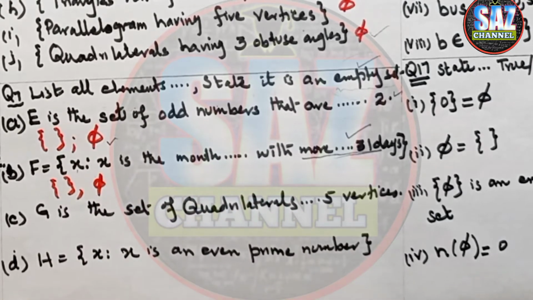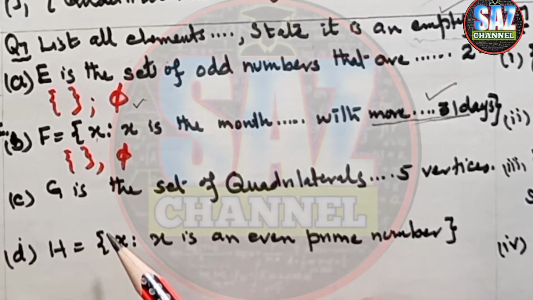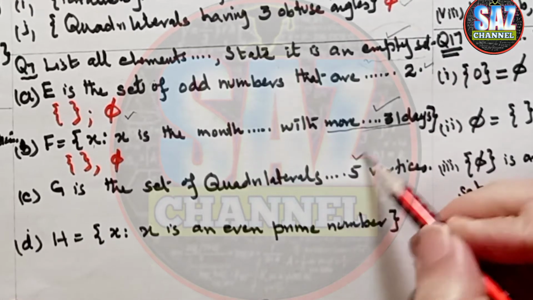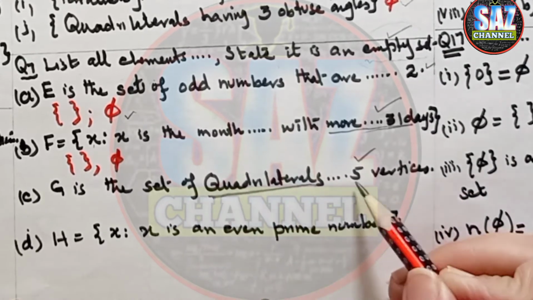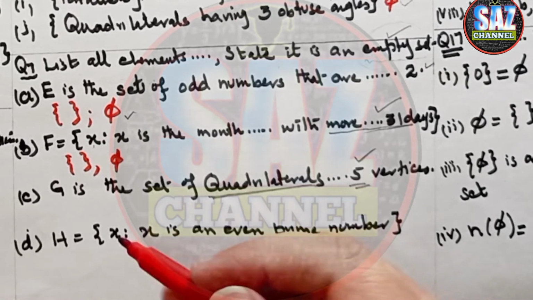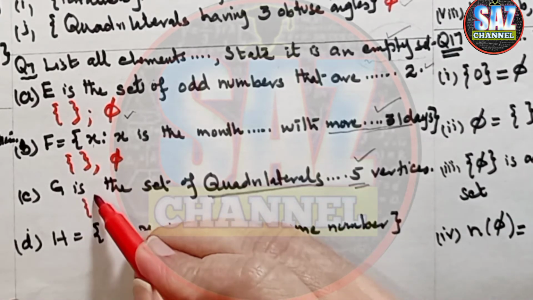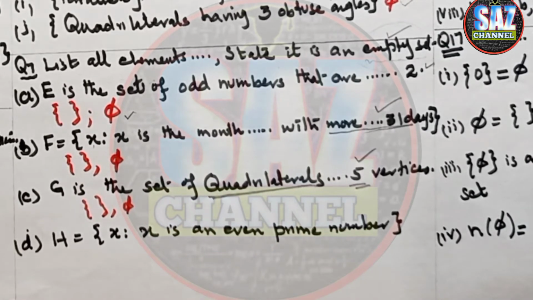Okay, coming to the next one, next part says that G is the set of quadrilaterals with 5 vertices. Quadrilaterals and 5 vertices, the two statements are not matching. Quadrilaterals must be 4-sided shapes. That's a general name of 4-sided shape, so it's again an empty set. It's an incorrect statement given.